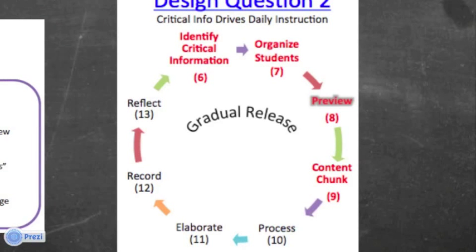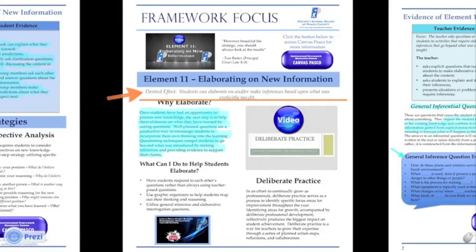And then next, we'd like to see them elaborating, which is element 11, elaborating on that new information. The desired effect of this element is that students can elaborate on and/or make inferences based upon what was explicitly taught. So once they've had an opportunity to process that new knowledge, which was the prior element, the next step is we want them to elaborate on what they have learned by asking questions.